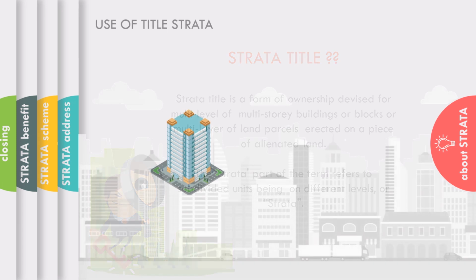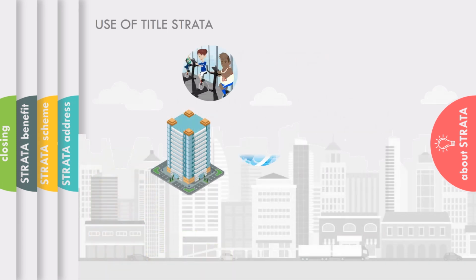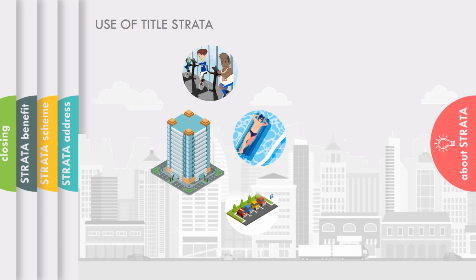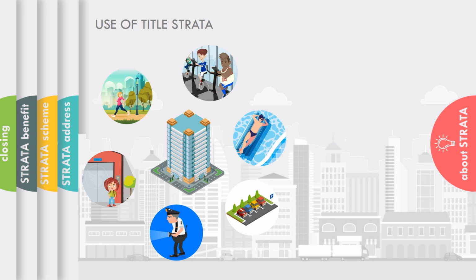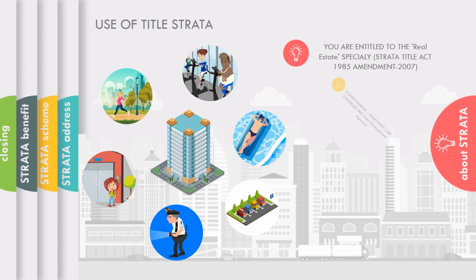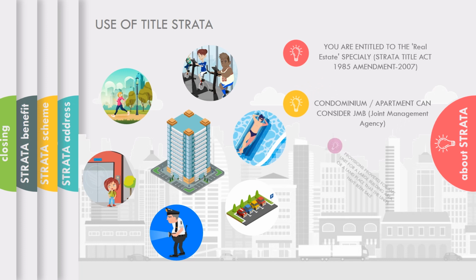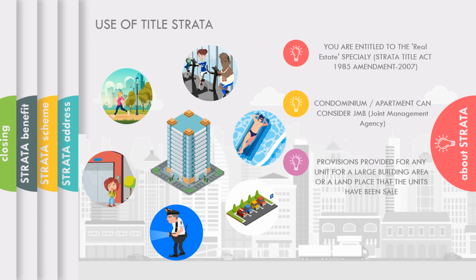Next, what is strata title used for? At first, you have the right to common facilities such as a gym, swimming pool, parking, gate and guard, lift and garden park. Besides that, you are entitled to the real estate, especially under the Strata Title Act 1985 Amendment 2007. For a condominium or apartment, you can consider the JMB, Joint Management Body. The provision applies to any unit in a large building area or a land parcel that the unit has been sold. And the last one, this unit is required as a place, for example, household, apartment and condominium.